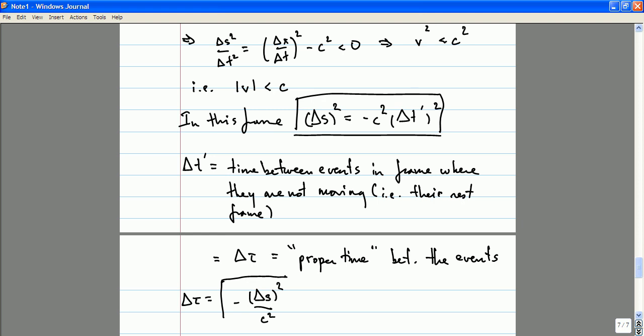Let me pause here and see if there are any questions. Next class, we'll find out what will happen if delta s squared is positive. And we'll continue our discussion of the physical meaning of space and time in special relativity.